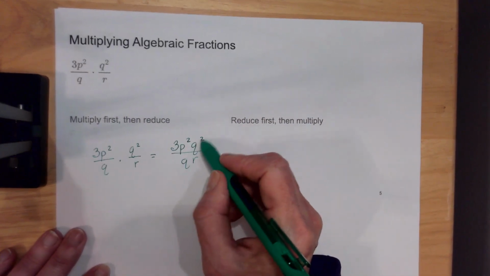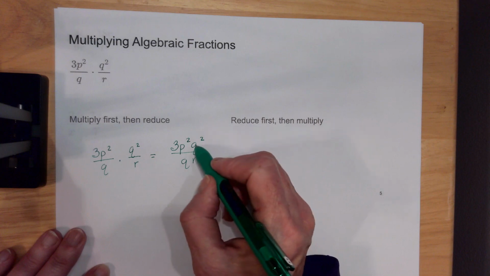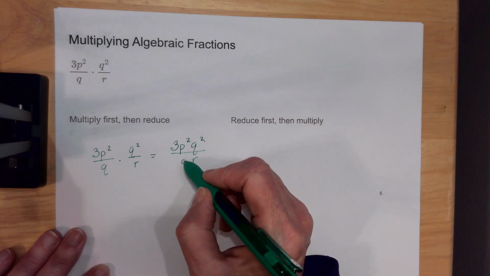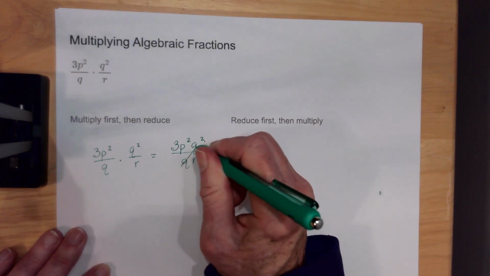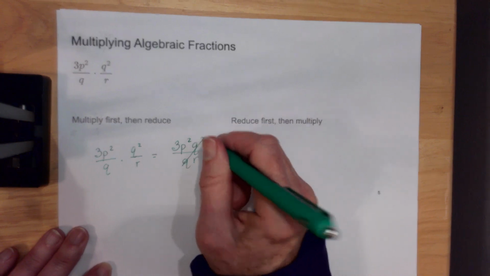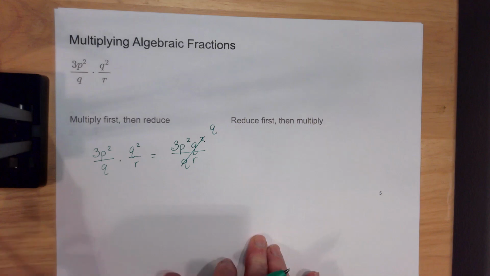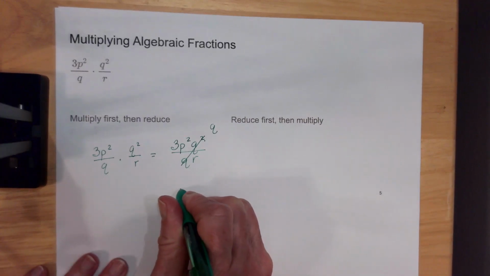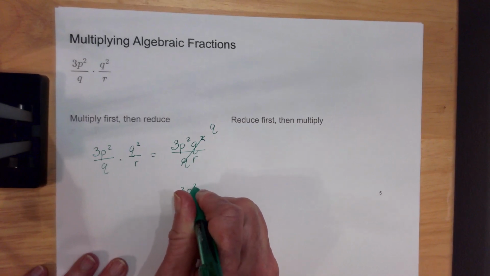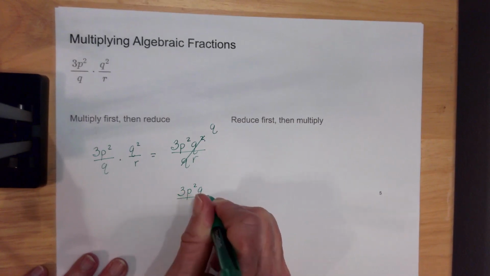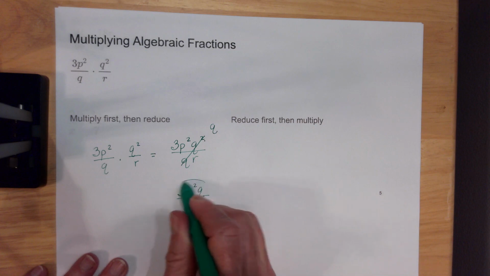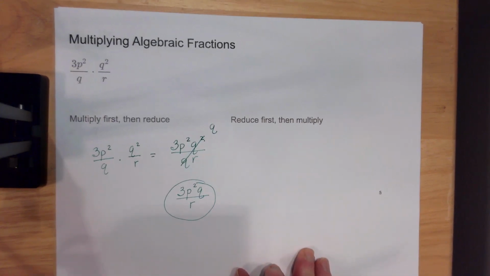Now I can reduce this right here. So if I have 3 q's on the top and I have 1 q on the bottom, and they partner up and leave, I'm going to have 2 q's left on the top. Okay, so on the top I've got 3p squared q squared, and on the bottom I just have an r. So that's going to be multiplied and then reduced.